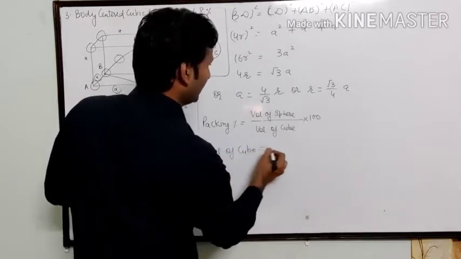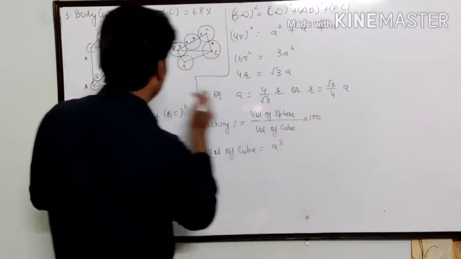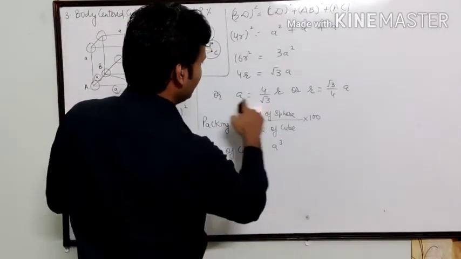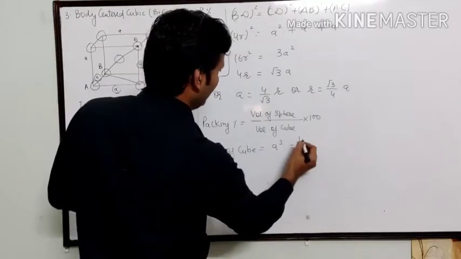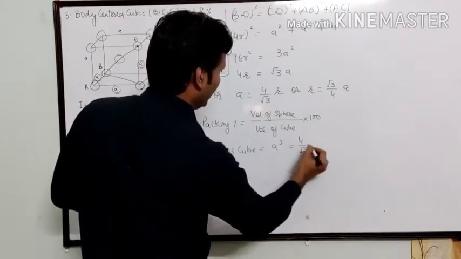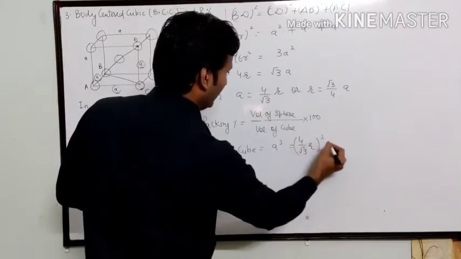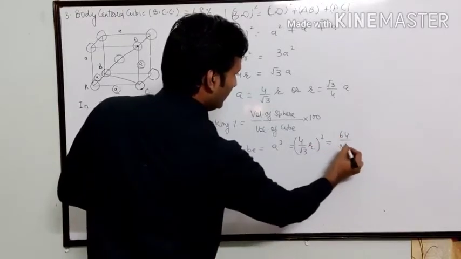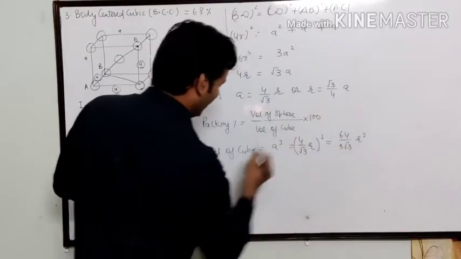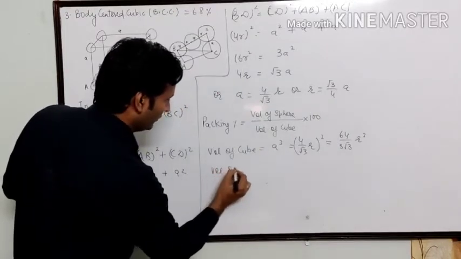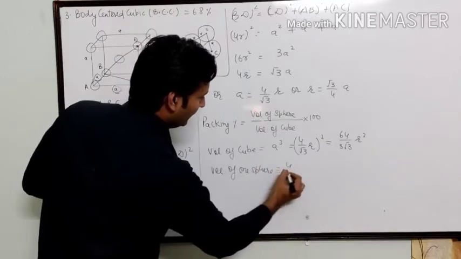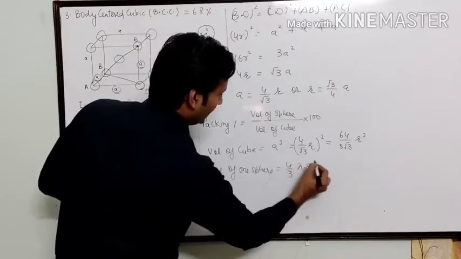Volume of cube is equal to a cube, side cube, and side cube is a cube. What is the value of a? The value of a is (4 upon root 3 R) whole cube. The cube of 4 is 64 and the cube of root 3 is 3 root 3, R cube. Now volume of one sphere, as you know, again it is 4 by 3 pi R cube.